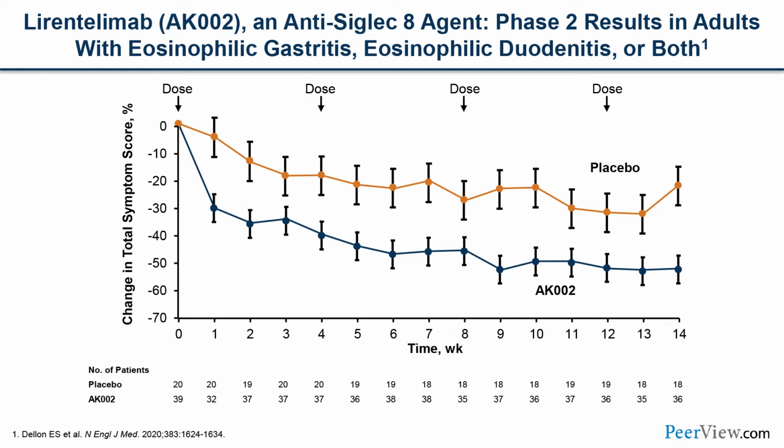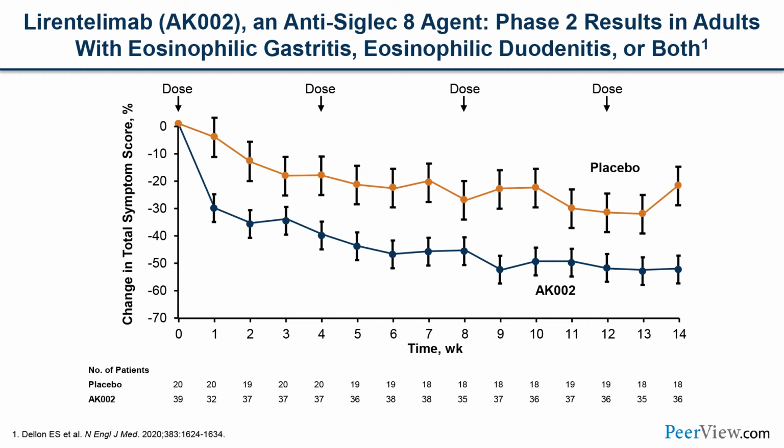There's another biologic out there that doesn't have data in EoE right now, but is currently being studied in EoE. It has data in eosinophilic gastritis and/or duodenitis, so eosinophilia in the first part of the small bowel. And actually, Dr. Dillon published this last year, the results of a randomized controlled trial looking at eosinophilic gastritis and/or duodenitis with what's called lirentelimab. Lirentelimab is an antibody that hits something called Siglec-8.